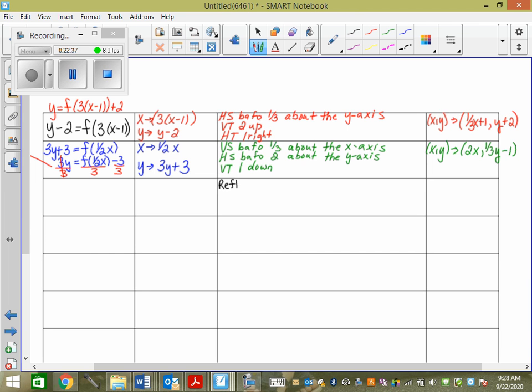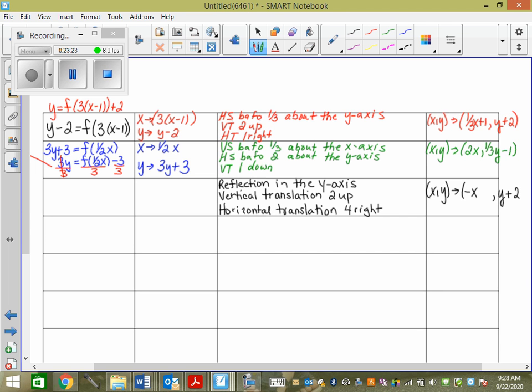This one I have a reflection in the y-axis. Vertical translation 2 up. And a horizontal translation 4 right. Whenever I have words, I go to mapping right away. If it's a reflection in the y, it affects the x. So I'm going to get a negative x, and then I need to go 2 up, so that's my y plus 2, and my x I need to go 4 right, so I'm going to add 4.